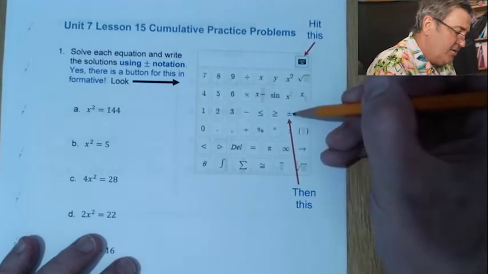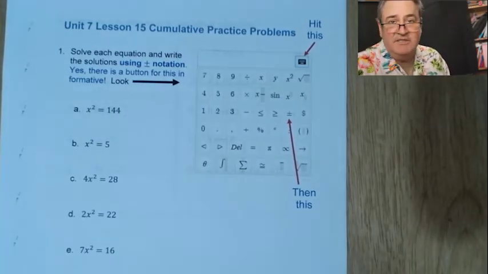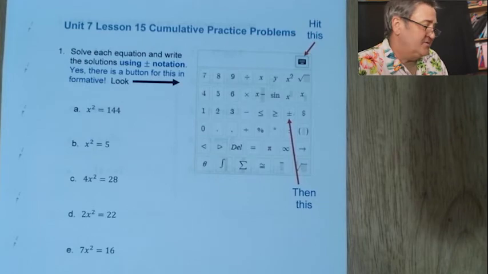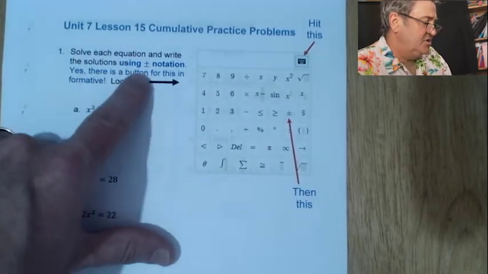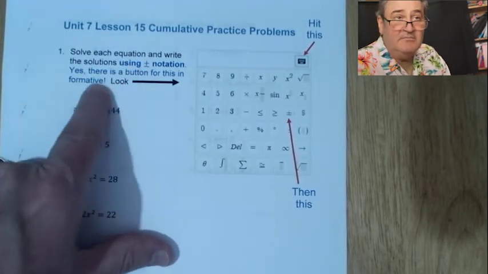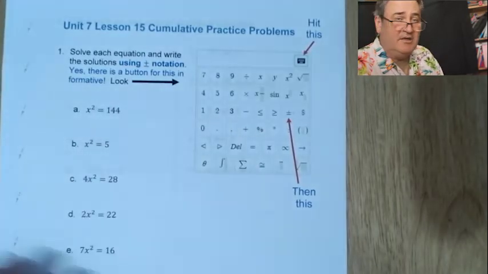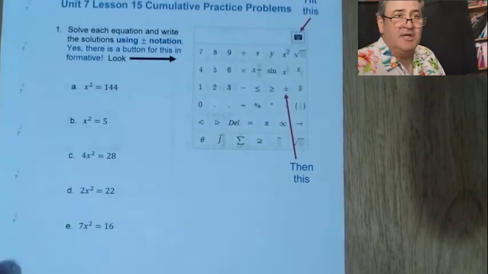But right here, there is the plus or minus button. It's right there, so you can hit that for your answer. Solve each equation and write the solutions using this notation. All right? Yes, there's a button for this. It's right there. So x squared equals 144.